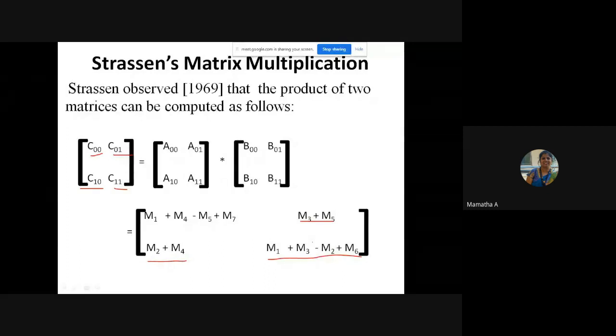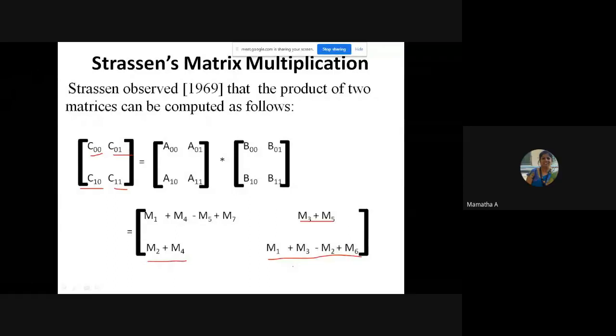Now, what is running in your mind? How many M's are there? Just check how many M's we have. M1 till where? 7, ma'am. M1 till 7.